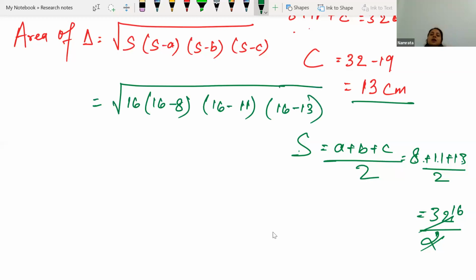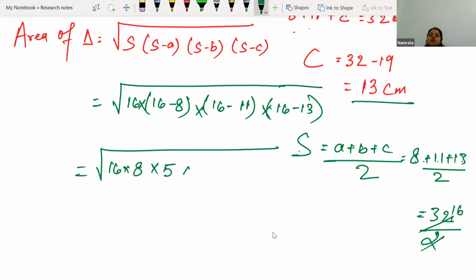Let's calculate the area. All are in multiplication. Please be careful. Okay, so here we are having 16. 16 minus 8 is 8, into 16 minus 11 is 5, into 16 minus 13 is 3. Let's just do the multiplication. So we will be having under root. As I said to you, please don't do the multiplication, rather try to break it.